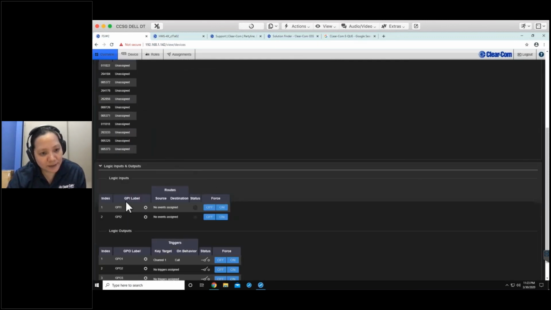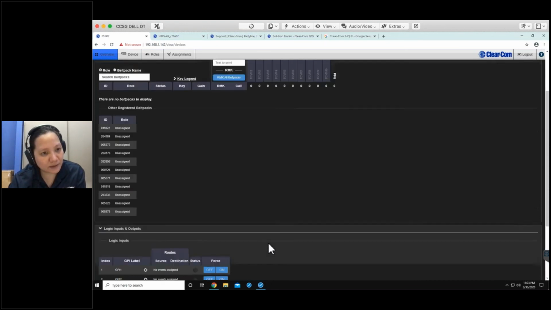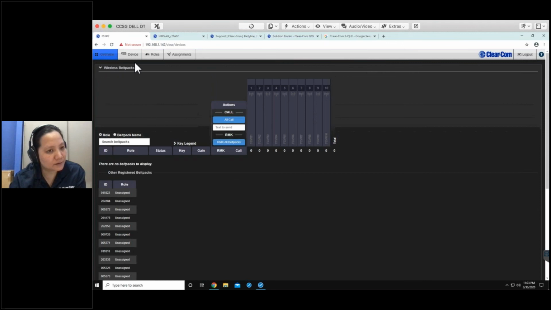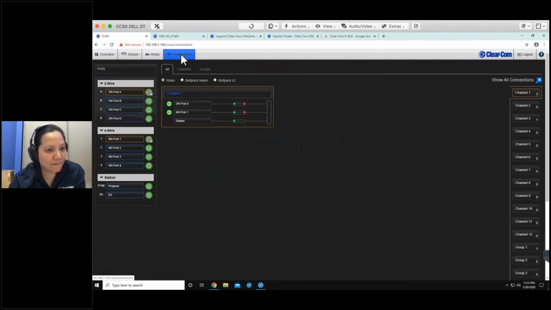Okay, so here you could try the GPIO of the base. You could just test it. You could hear the relay of the base clicking. Is there anything else that I should cover on the CCM? No, I think we're pretty good.